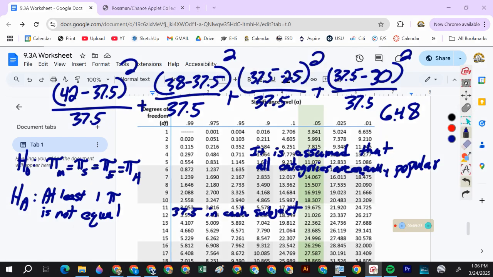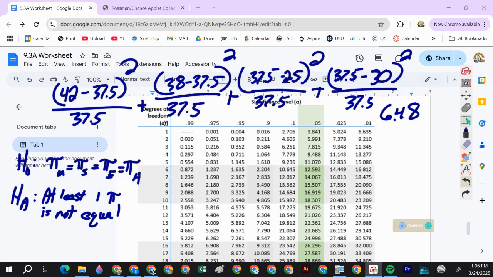Okay, degrees of freedom. In a chi-squared goodness of fit test, the degrees of freedom is simply the number of categories minus 1. So we have 4 categories. We subtract 1. Our degrees of freedom are 3.